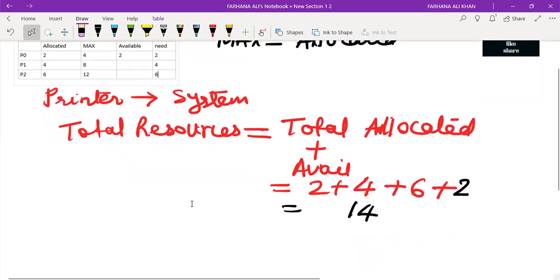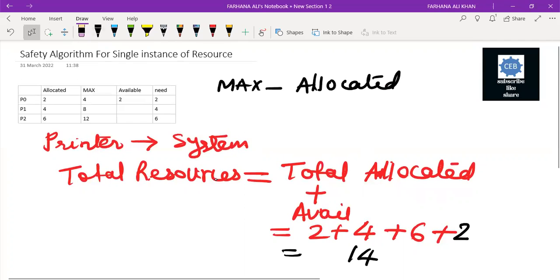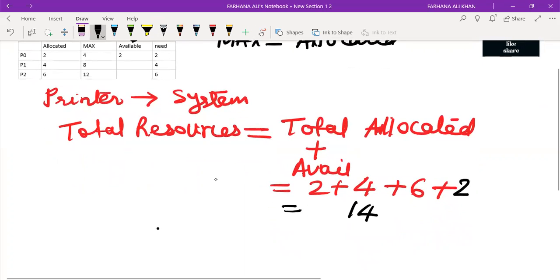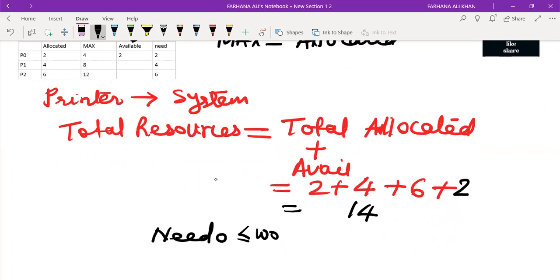Now the second step is that we will take each need and compare it with the work. Now what is work? Work is nothing but the available. Your available is treated as your work. The next step is that we take the need of individual processes. Let us start with process P0: is its need less than or equal to work or not? The need of process P0 is 2, which means P0 requires 2 printers, and in our system the total available resources is 2. So we can give 2 printers to process P0.